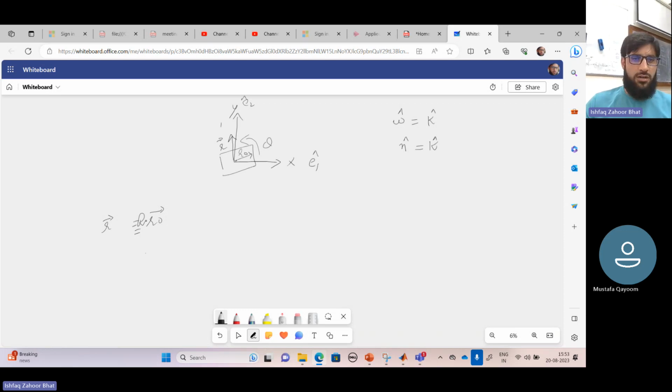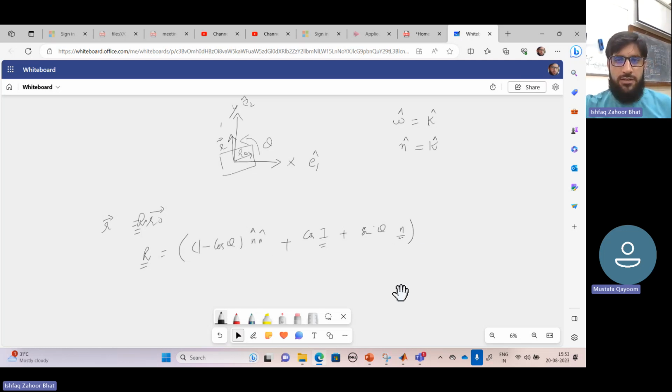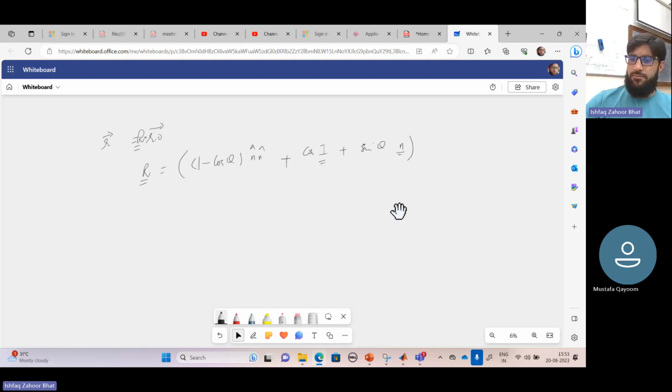What is this R? It is equal to (1 minus cos theta) n n, the outer product of n cap with itself, plus cos theta times I, plus sin theta times the skew symmetric matrix of n. Yes sir, this is our R. So let's calculate and see what this comes out to be.